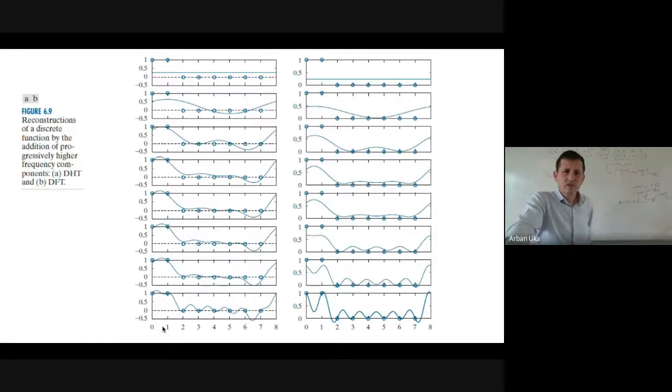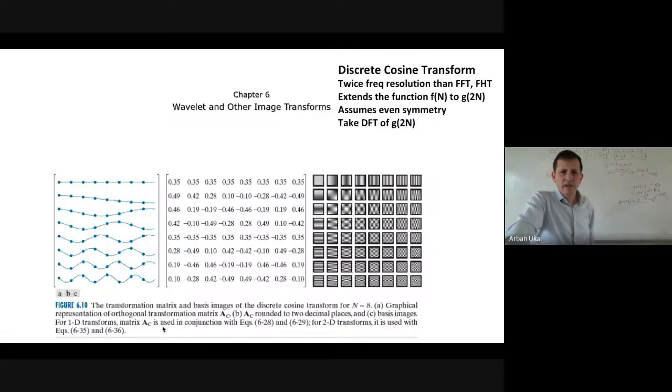It's a summation of sines and cosines, and here we see just the comparison between the DHT, the discrete Hartley, and the discrete Fourier transform. So they draw some similarities. At the endpoints, they look very similar to each other. The similarity comes mostly because the sine is equal to 0, so it will be non-affecting. Now let's see another type of transform, which is also very useful, the discrete cosine transform.